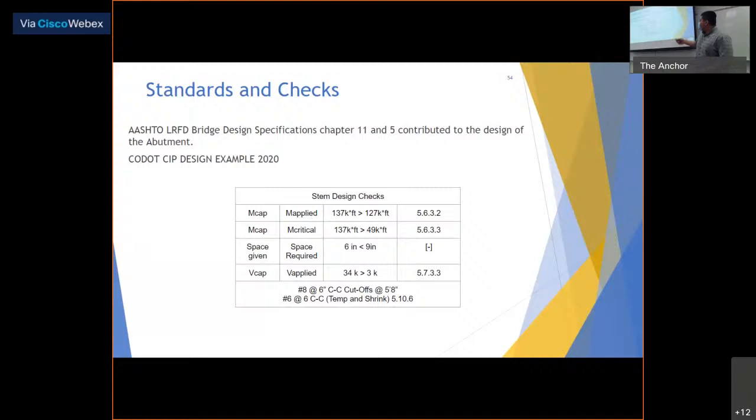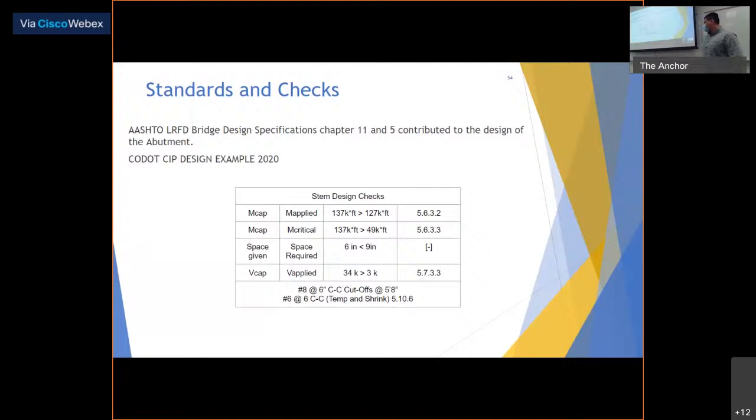The spacing checks, shear checks. And that's the steel that we got for the stem, right? We got number 8 at 6 inches center to center with a cutoff at every other bar at 5 feet, 8 inches. Then we got the temperature and shrinkage with number 6 steel bars at 6 inches center to center as well. We got that from 5.10.6. It's just an equation that you use to determine it.